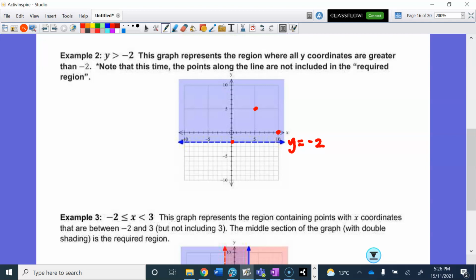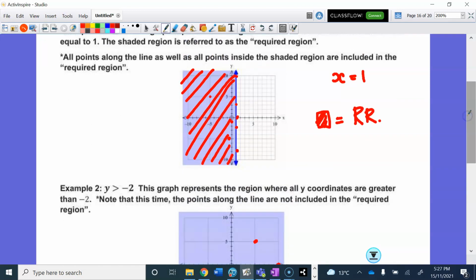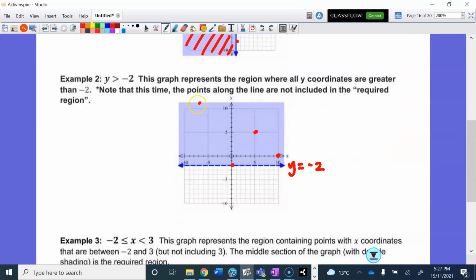So those two points that I've just dotted on there are in the required region. They're the bits I want, so I know the top half of the graph is the bit I'm going to shade in. And I just need to be really clear on how I draw my line. In this case, y is just greater than -2, not equal to -2, so my line is depicted with a dotted line. Whereas in the one up above, x was less than or equal to 1, so there was a solid line in that example.